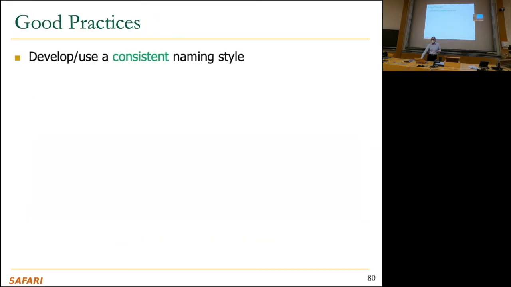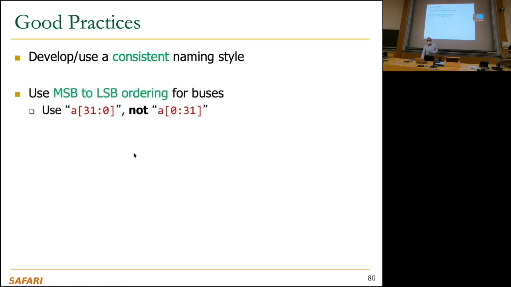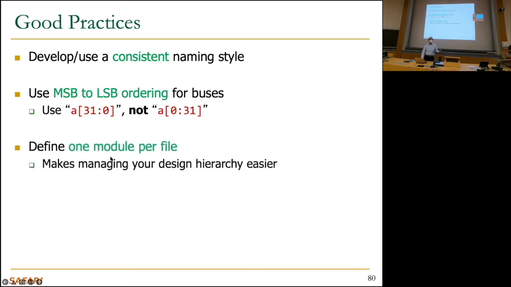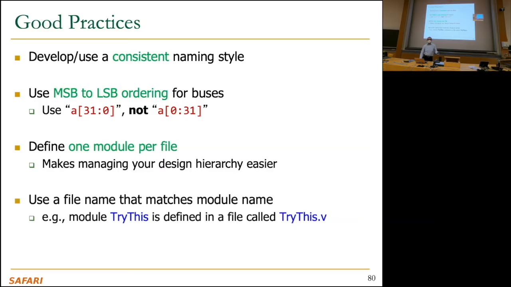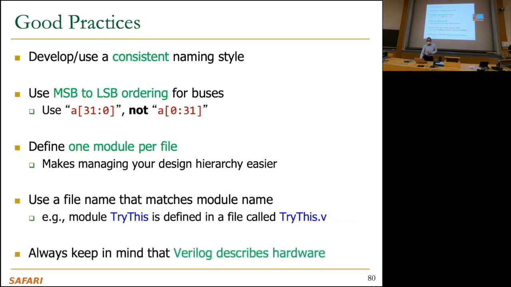Okay, so some good practices. It's always good to be consistent in terms of essentially everything. Naming style, ordering of variables, etc. MSB to LSB ordering for buses, for example, most significant to least significant bits. This is better than this in general. Define one module per file. This is usually good, makes managing your design hierarchy easier. Again, these are not extremely strict guidelines clearly, but these are good practices. Use a file name that matches your module name. That helps. And always keep in mind that Verilog describes hardware. If you forget everything, keep this in mind, and your design will still be hopefully good, but your code may not be very readable.